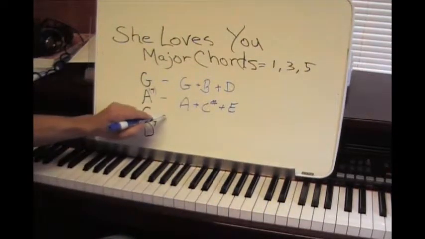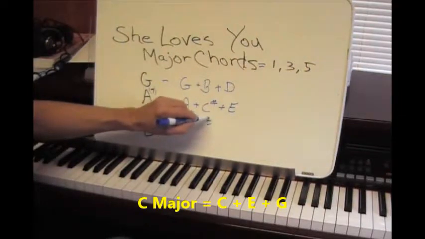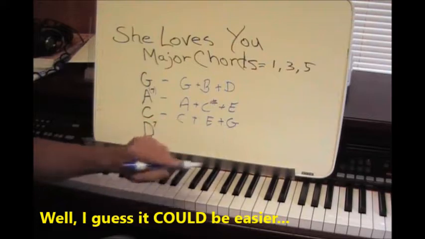Okay, the next one is C. We already know that one. I won't bore you with that. It's C, E, and G. It couldn't be any easier. It's the white keys on the keyboard, 1, 3, and 5.